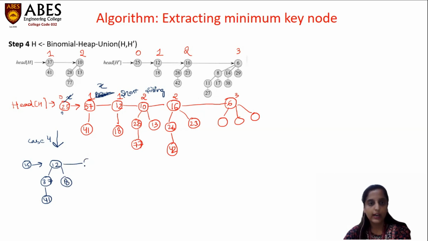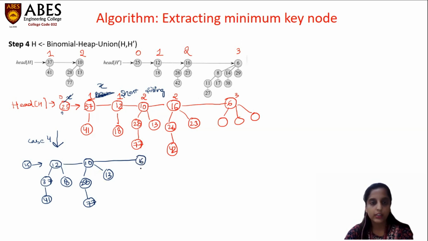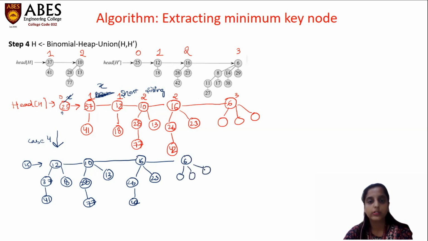Now here we have 10, then we have 28, then we have 13, now we have here 77. One more binomial tree of the order 2: 16, 26, 23, and here we have 42. Next we have 6 and it has child nodes 3. Right, so this is our binomial heap.